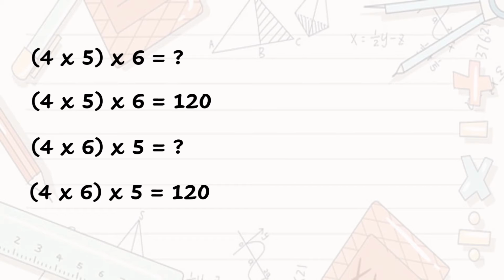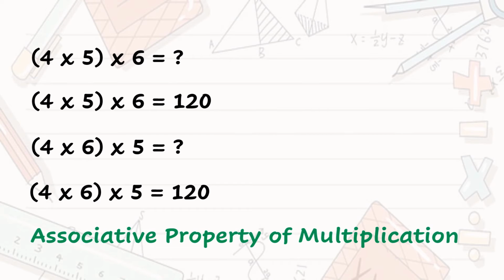In these examples, we change the grouping. Take note that in 4 times 6 times 5, 6 is now written inside the parentheses, and 5 is now written outside the parentheses. But still, the signs are the same multiplication signs. So 4 times 6 times 5 is equal to 120. And this is known as the associative property of multiplication.